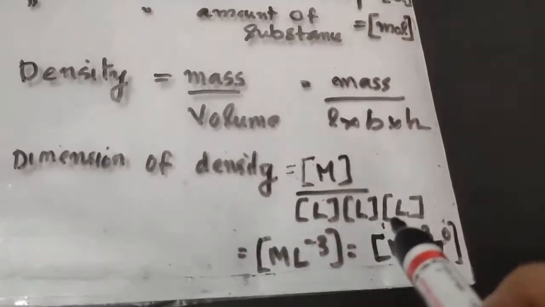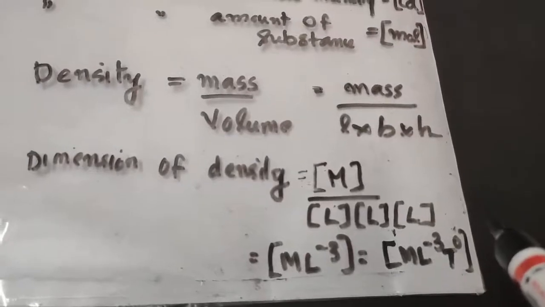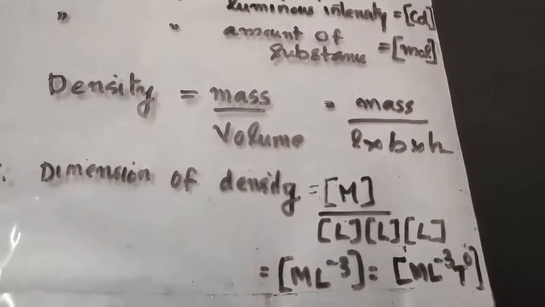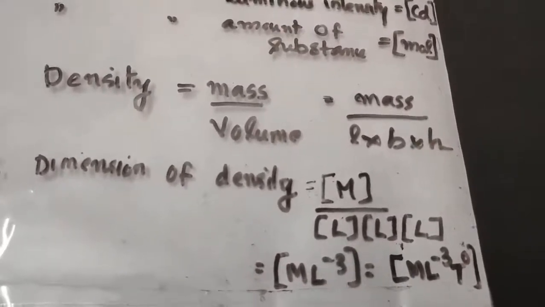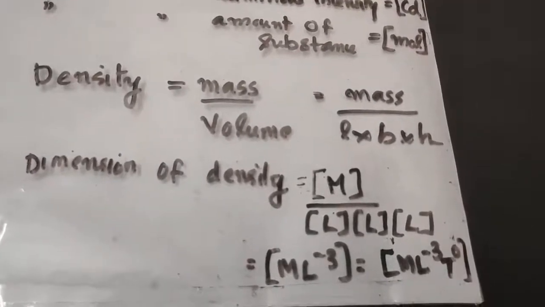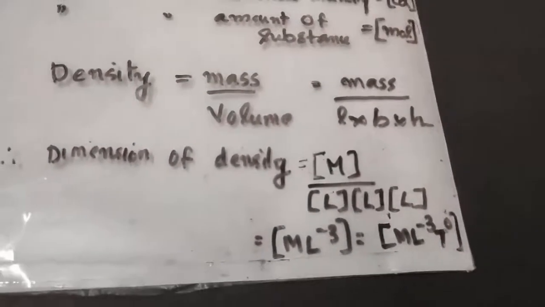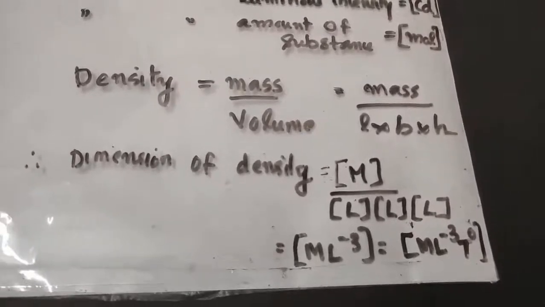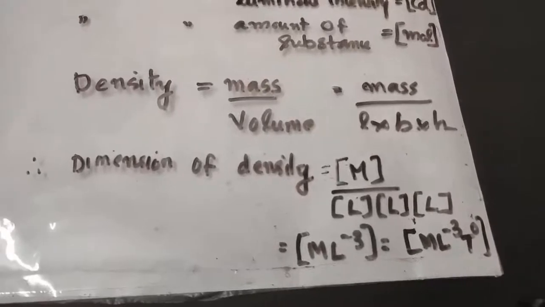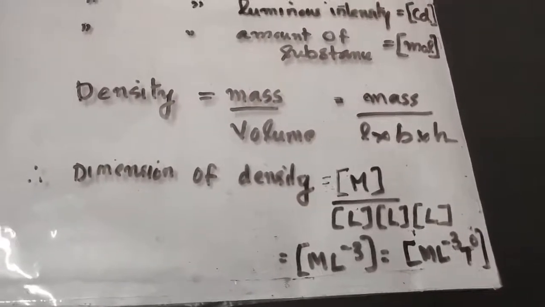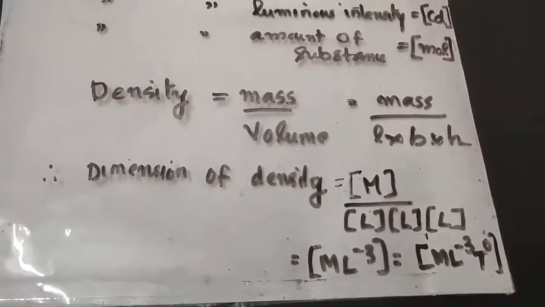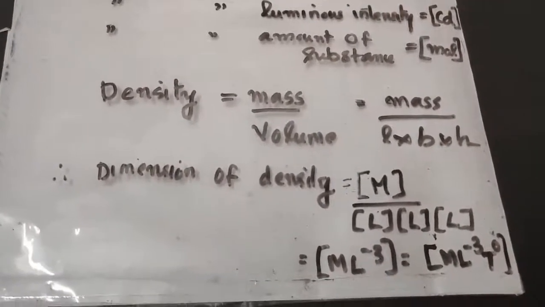So we can define the dimension of a physical quantity as the powers to which the fundamental quantities must be raised to represent that quantity completely. Okay, this is about dimension of a physical quantity, and this is how we obtain the dimension of the derived quantities from the seven fundamental quantities. And now let us take another example and see how to get the dimension of that physical quantity.